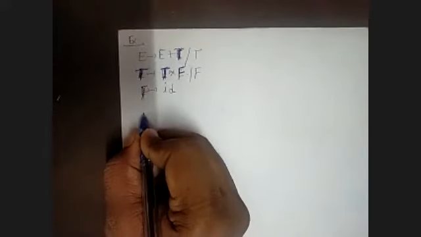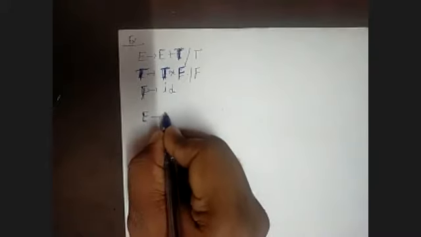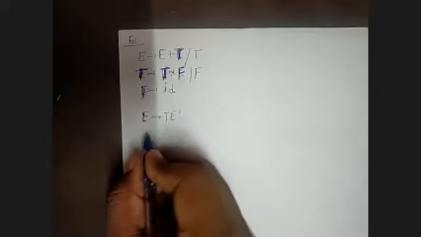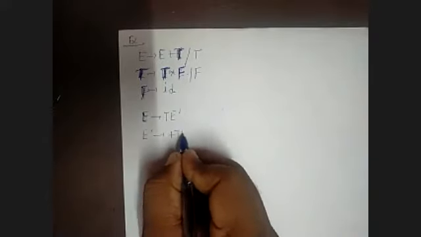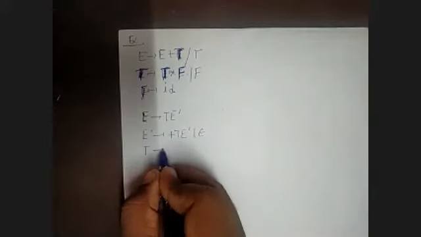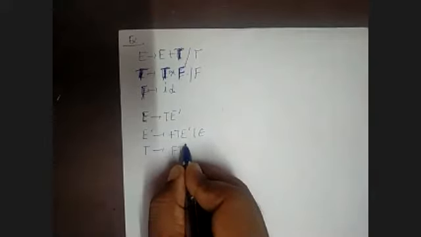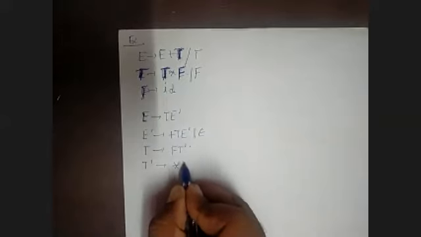After removal of left recursion, we get: E tends to T E dash. E dash tends to plus T E dash or epsilon. Now T tends to F T dash. T dash tends to asterisk F T dash or epsilon.